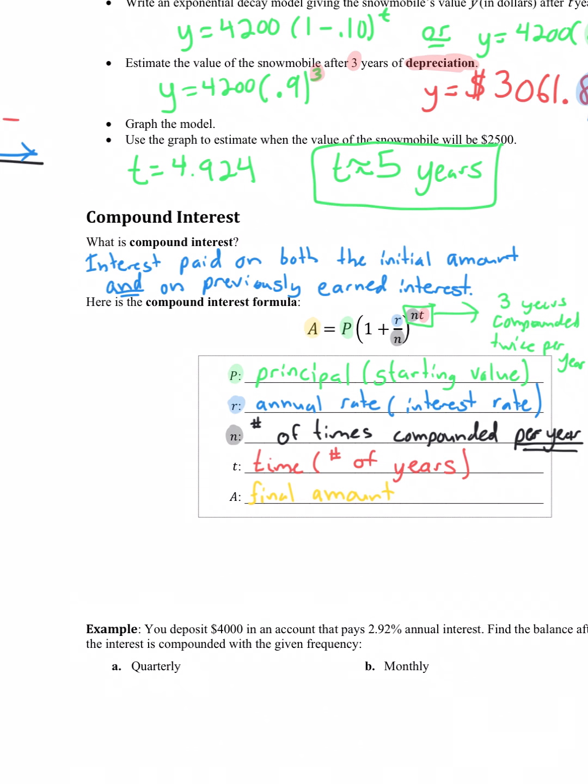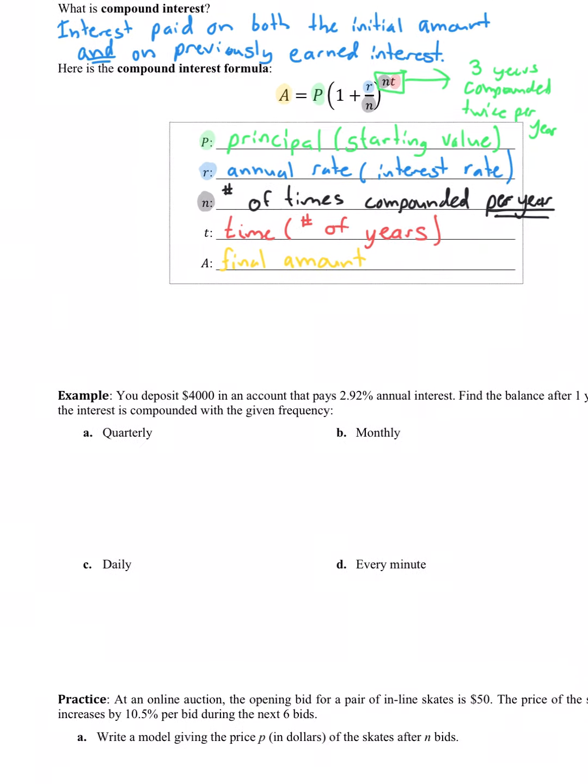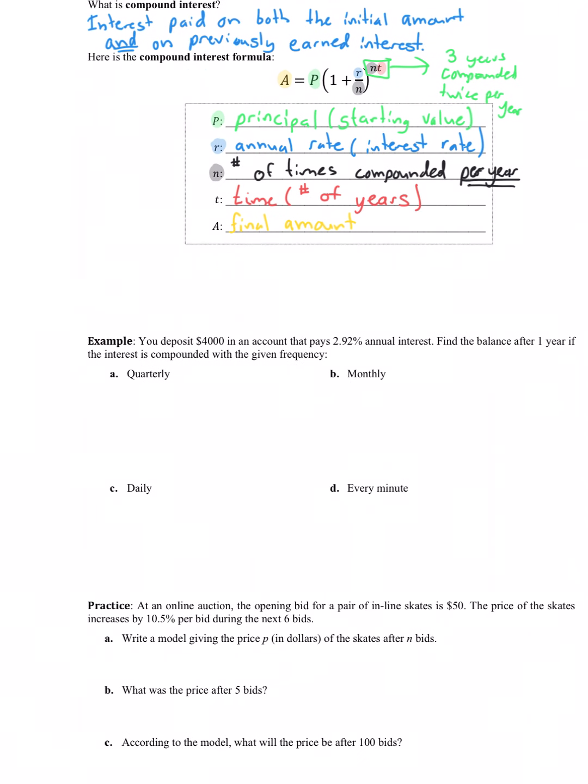All right. And then we do the R over N, because you're taking that annual interest rate and dividing it by the number of times it's compounded per year. It's going to give you a slightly different rate. Okay, that's how this works. It's going to make more sense when we actually look at some numbers here.